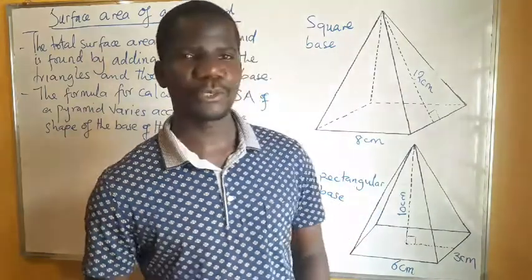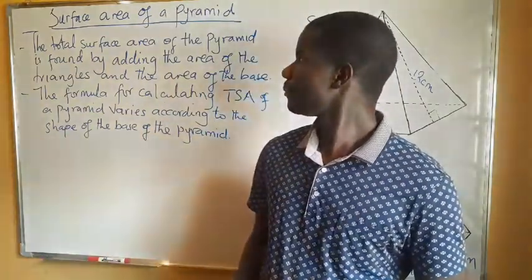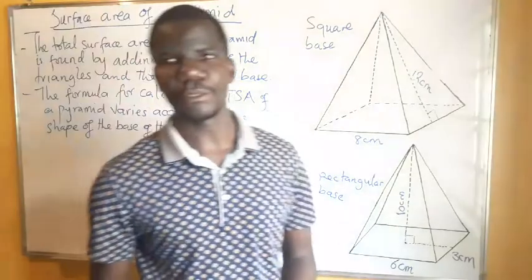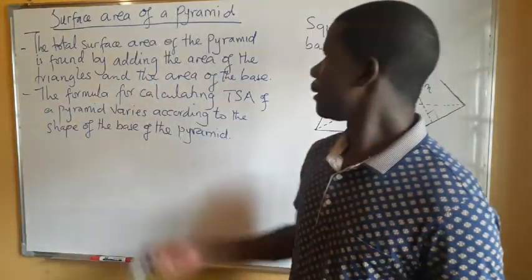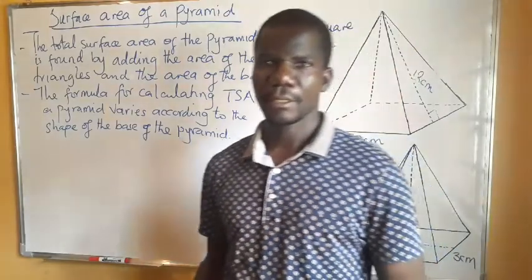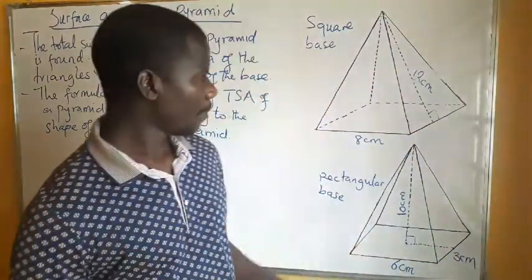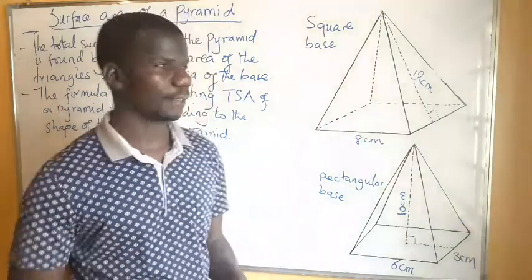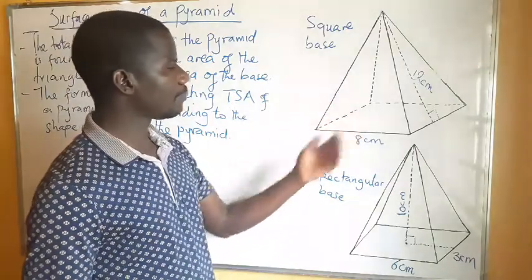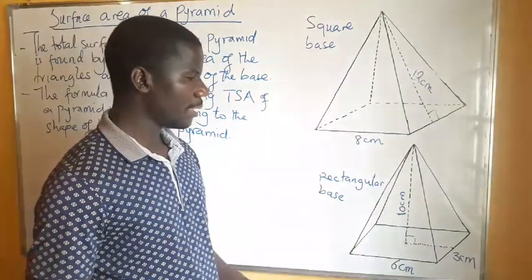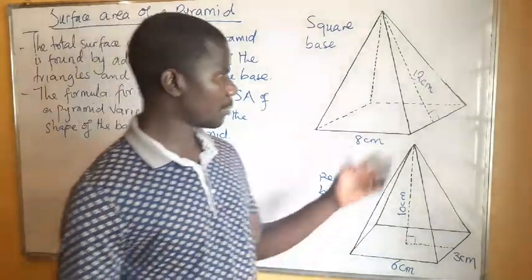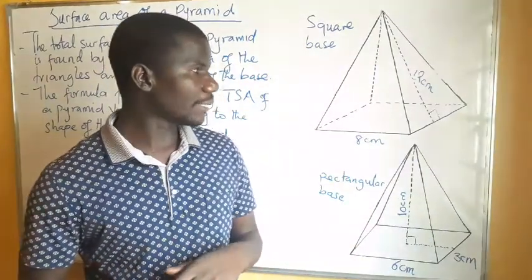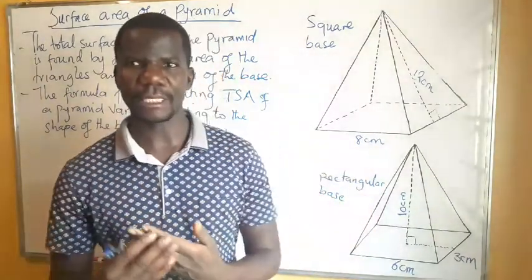And in this lesson, I'm continuing to look at mensuration, and under mensuration, I'm going to present to you a lesson on how we calculate the total surface area of a pyramid. The total surface area of a pyramid. Now, we have two examples of pyramids here. This is a square-based pyramid, and then this one is a rectangular-based pyramid. So I'm going to take you through these two to demonstrate what we are supposed to do in order to get the total surface area.